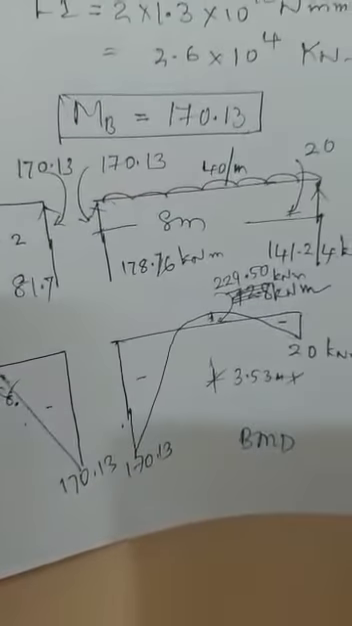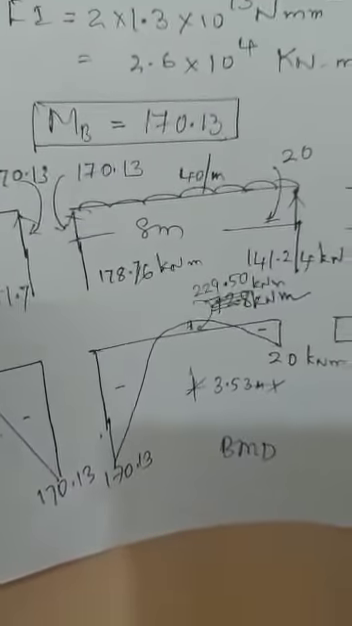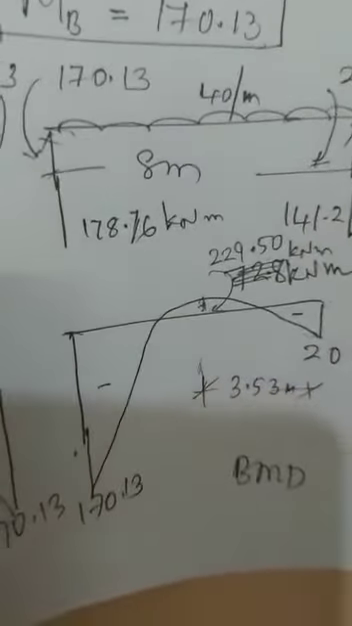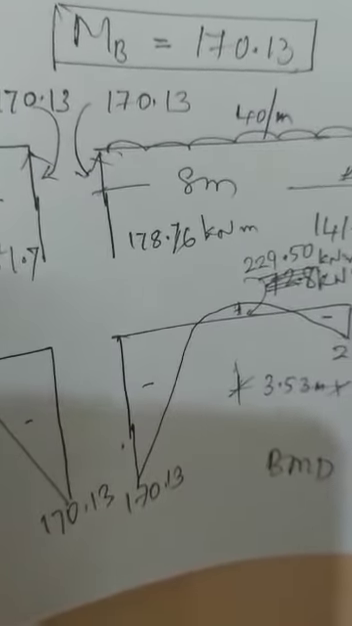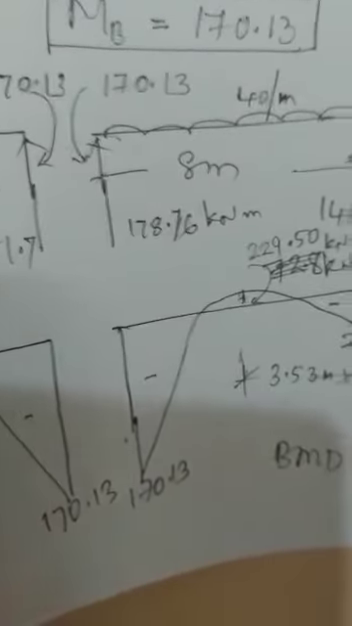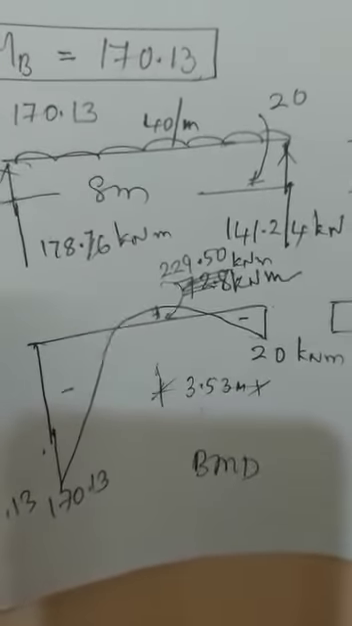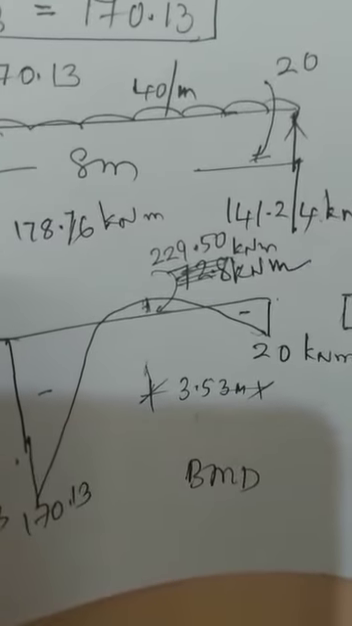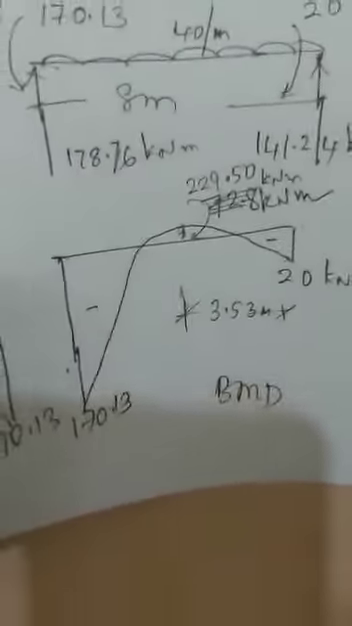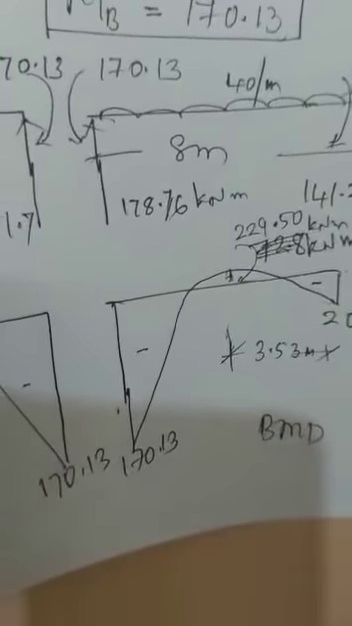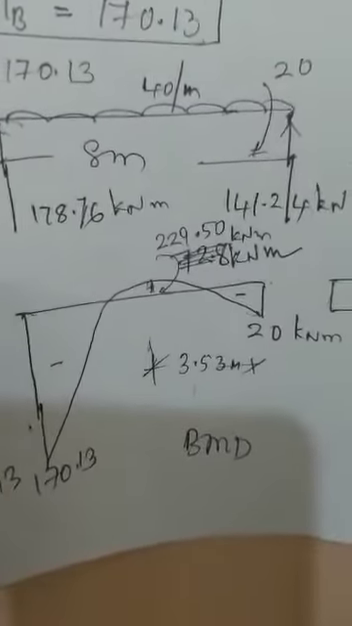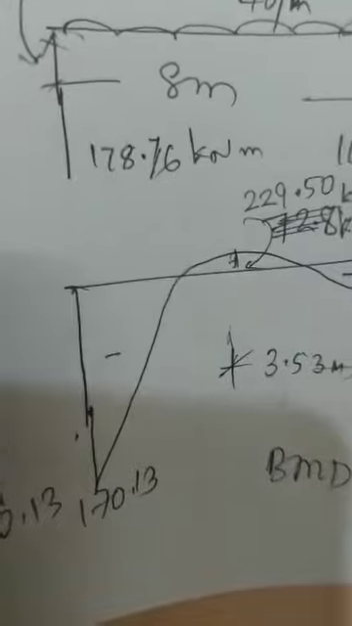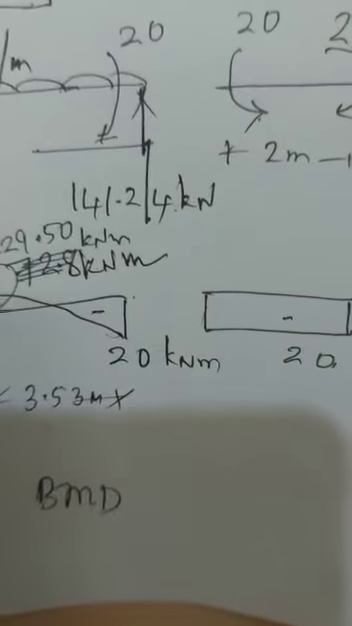You know how to analyze the span. Suppose I take span BC, the support moments are at B 170.13. 170.13 is a hogging moment, so it should be anti-clockwise at the left support. At C it is a hogging moment again, so to cause hogging, tension at top, it should be clockwise. So with the 40 kilonewton per meter load, 170 and 20 kilonewton meter bending moments at the end supports B and C, reactions are obtained for BC as 178.76 and 141.24.